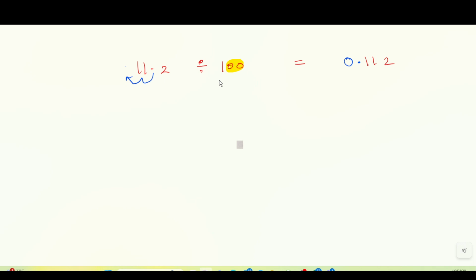Okay, and then what we can do is, let's say you have 2.5 divided by 1000. Let me know your answer. Everybody write your answer in the comments.